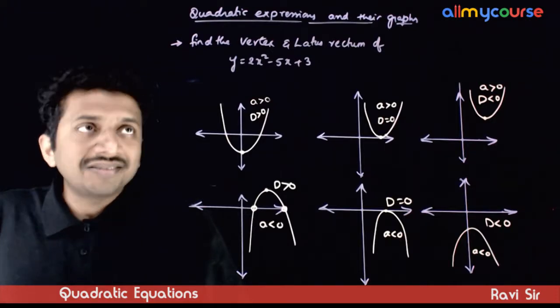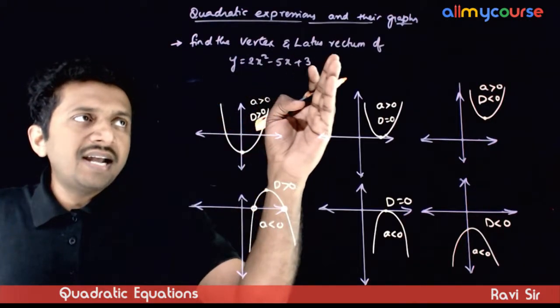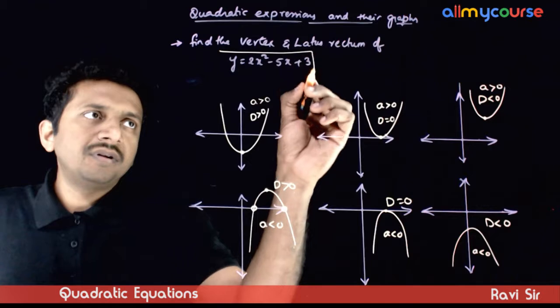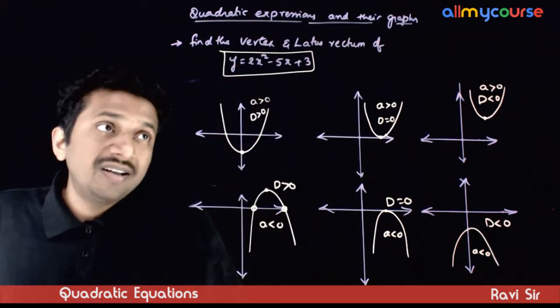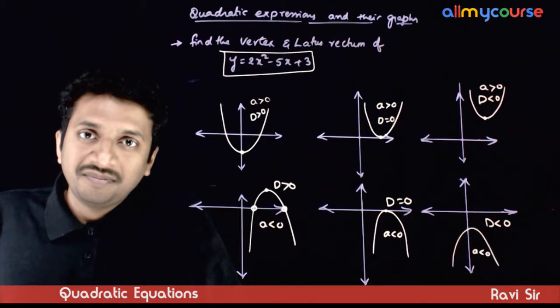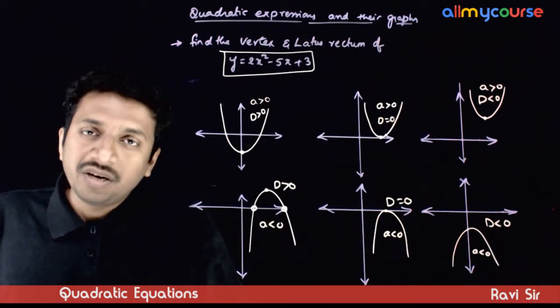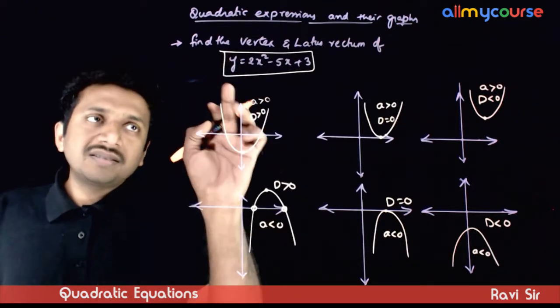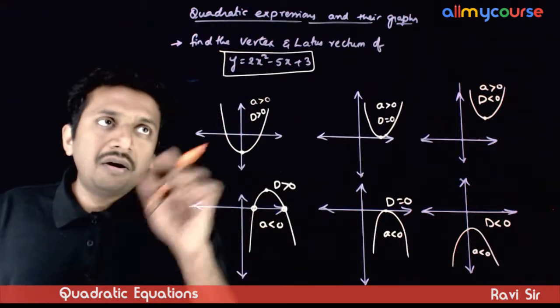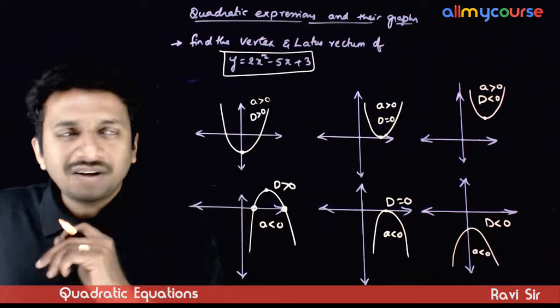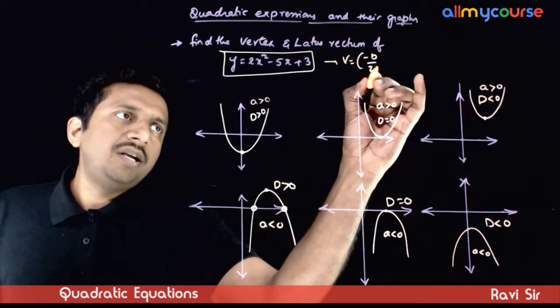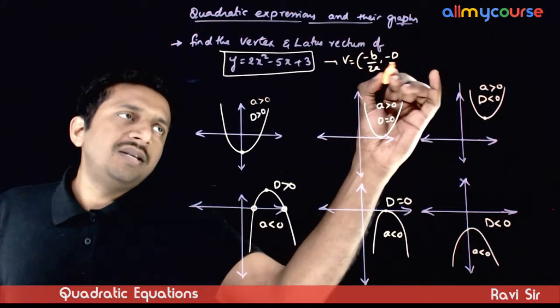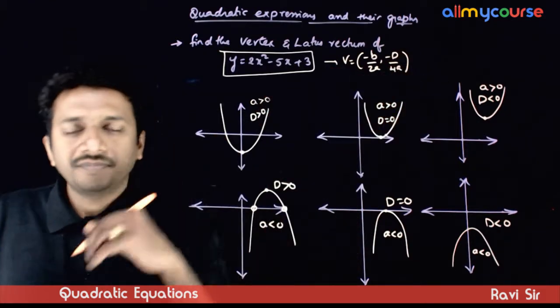The next question is, find the vertex and latus rectum of this function y is equal to 2x square minus 5x plus 3. So this is a very simple question. So what is the formula for vertex of a quadratic function? The vertex is given by minus b by 2a and minus d by 4a.